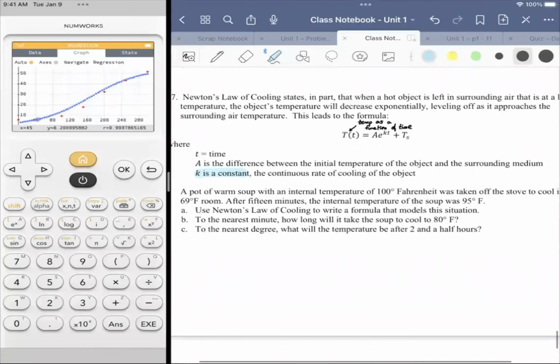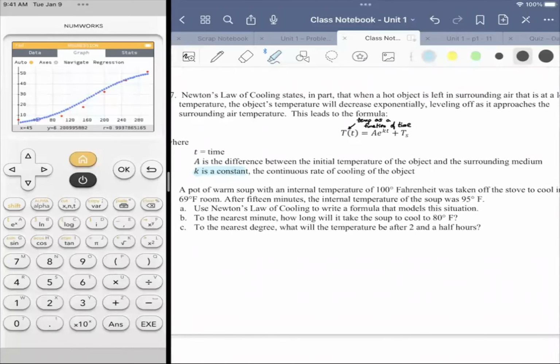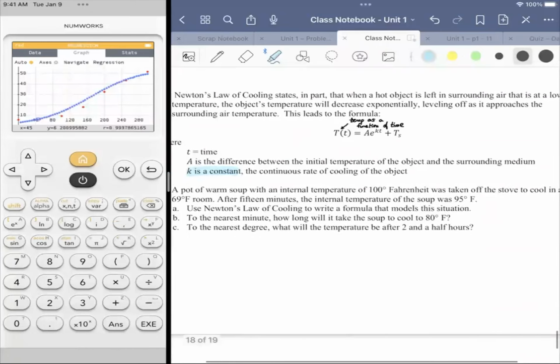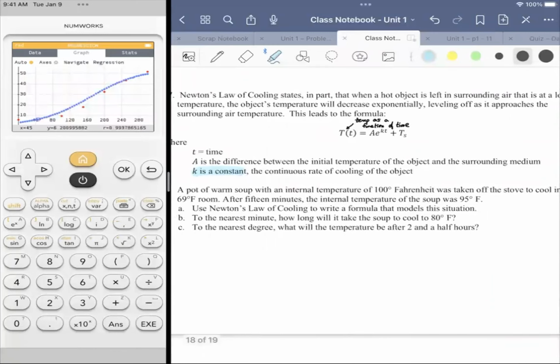So a pot of warm soup with an internal temperature of 100 degrees Fahrenheit was taken off the stove to cool in a 69 degree Fahrenheit room. After 15 minutes, the internal temperature of the soup was 95 degrees Fahrenheit. So it is cooling. It's not cooling very fast, but we'll bear that out in a second.